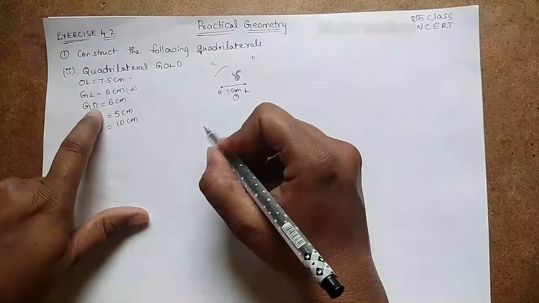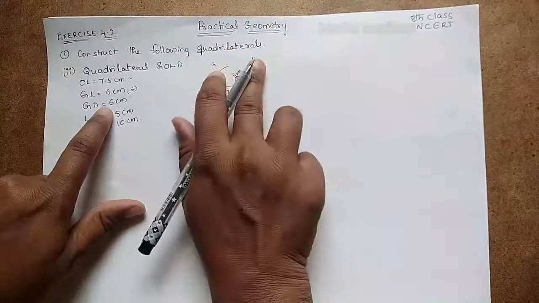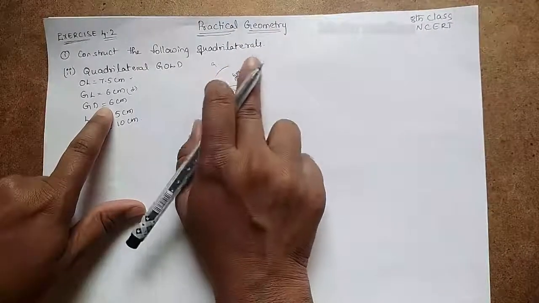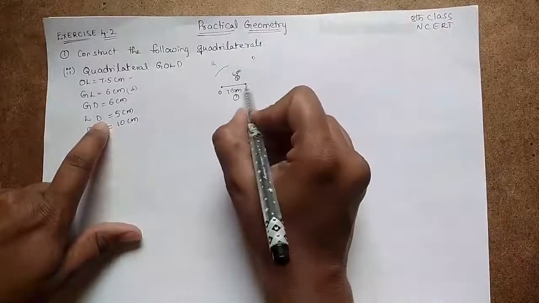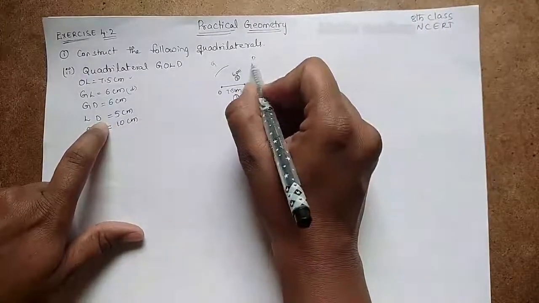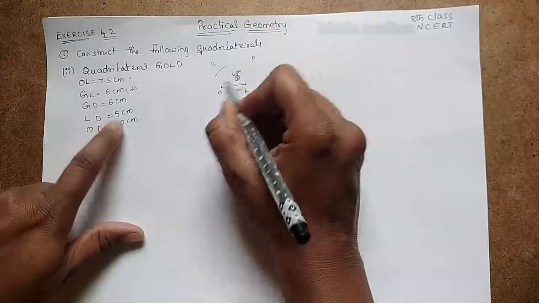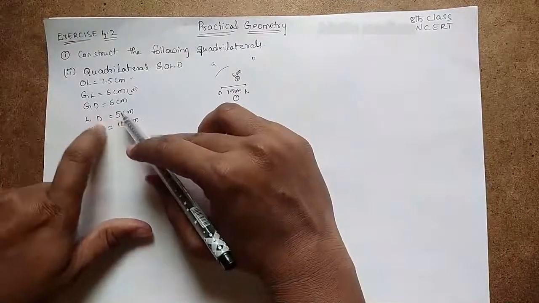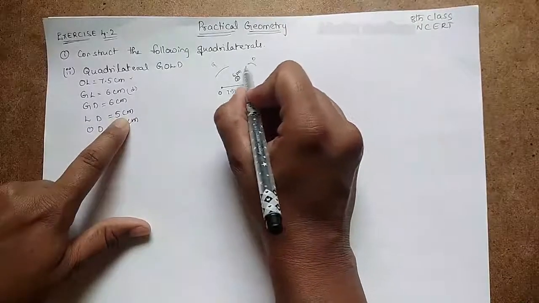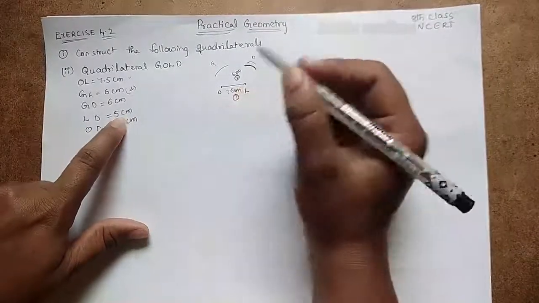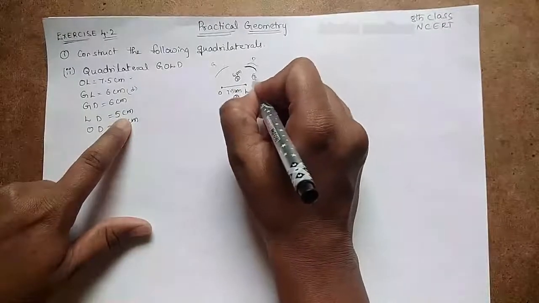Next, coming to the other one, GD. We don't know the points of G and D, so let's move to LD. We know L, but we don't know D. So we have to construct the LD line. From L, take 5 centimeters and make an arc like this. This is the third step.